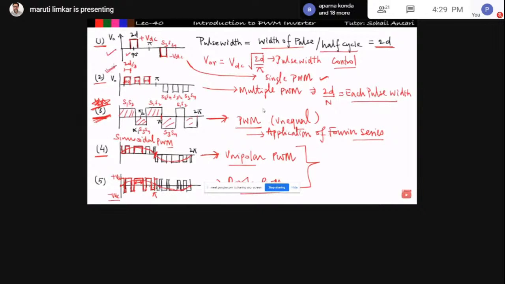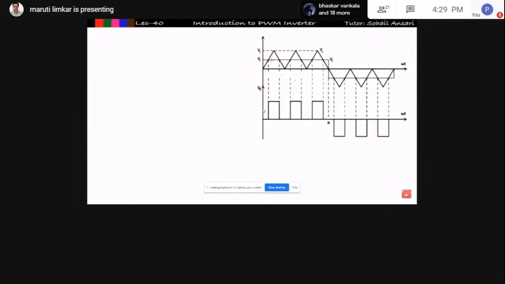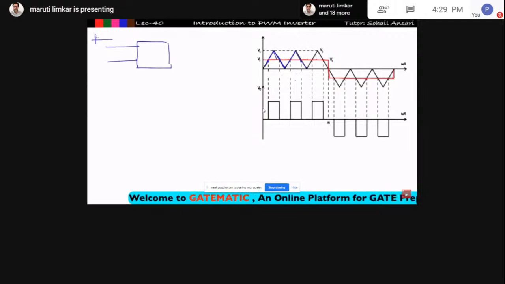See here, I am taking two waveforms. One is the square waveform, which is known as the reference waveform. The second one I am taking is the triangular waveform, known as the carrier waveform. Just understand the concept: I take one square waveform and one carrier waveform that is triangular in nature, like this, and I pass these two through a comparator.